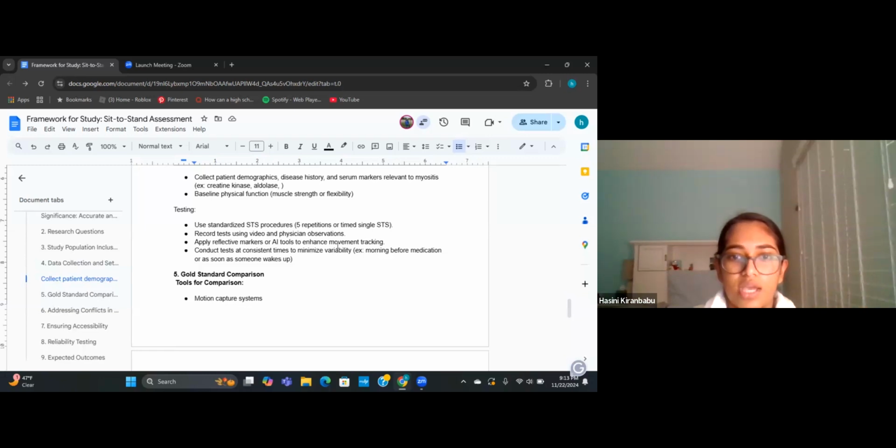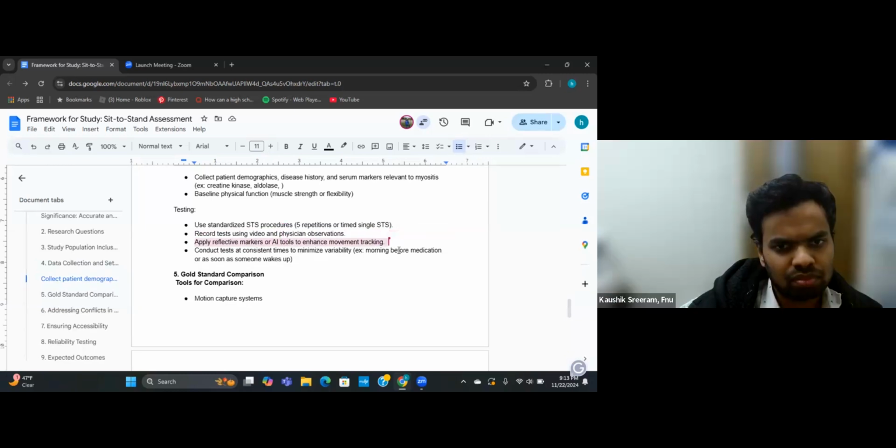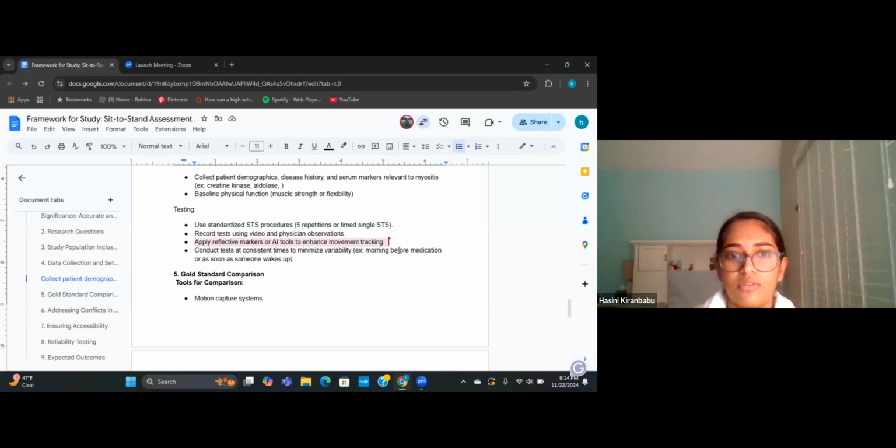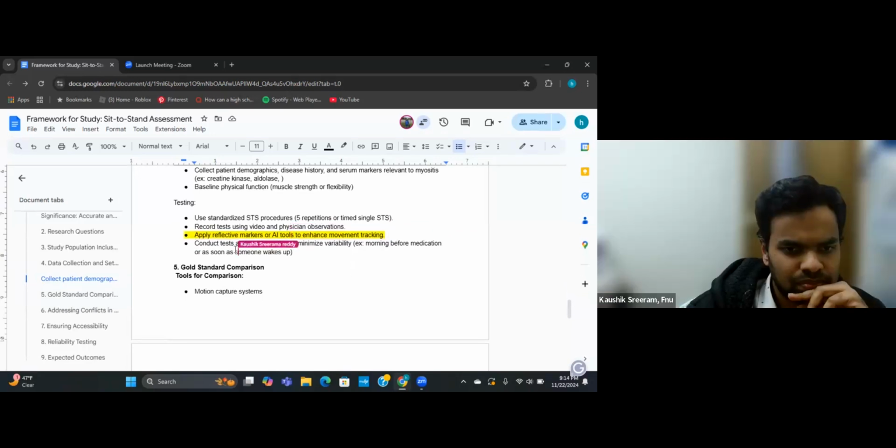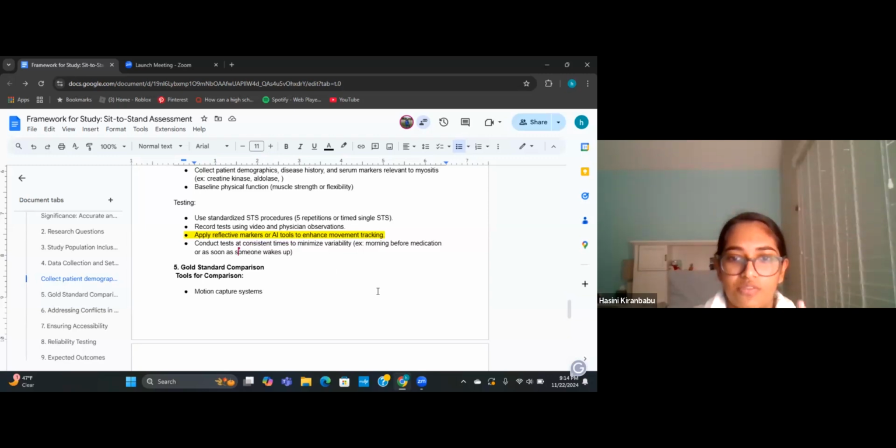Apply reflective markers or use AI tools to enhance movement tracking. This is an example of the software being able to frame the subject of the video. Conduct tests at consistent times to minimize variability. So, for example, you would do the test in the morning before medication or as soon as someone wakes up, and you do this every single time to make sure there aren't any differences.